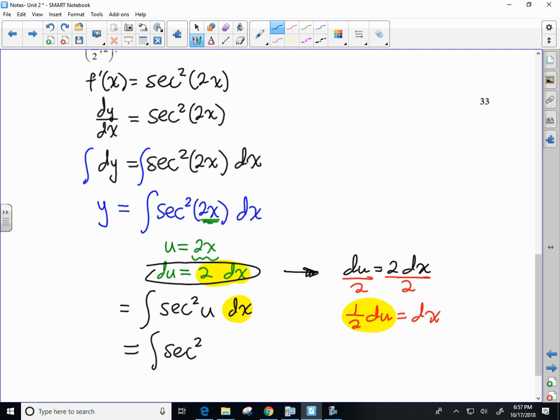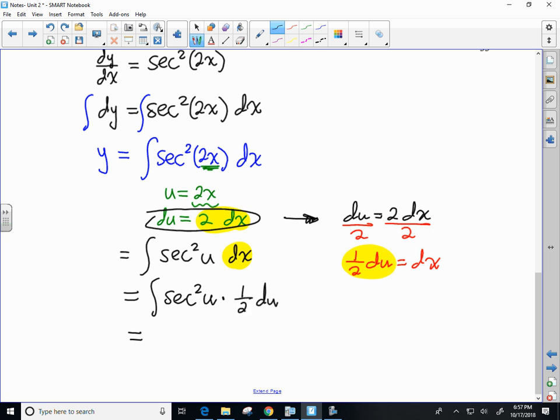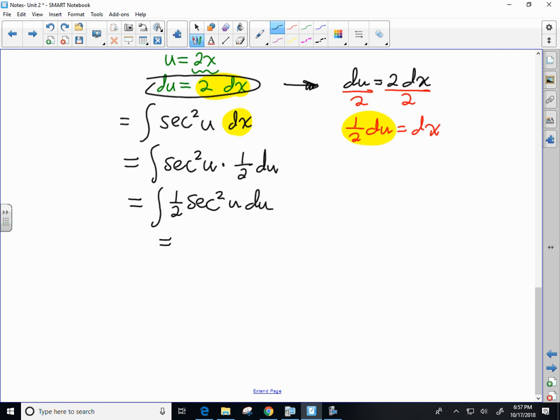Secant squared u, and you could write it as an intermediate step if you want, at least till you get the hang of it. That multiplication symbol is getting out of hand. Oh, that's not even a multiplication symbol. Come on. There we go. 1/2 du. Write that intermediate step until you get comfortable with it. Then rearrange. You pull the 1/2 out if you want. It doesn't make a difference. Then you can anti-differentiate. The reference page will be helpful until you get the hang of it again. This is 1/2 tangent u plus c.